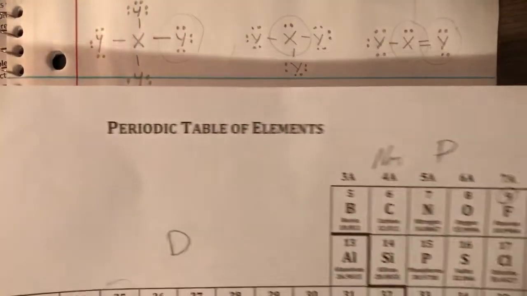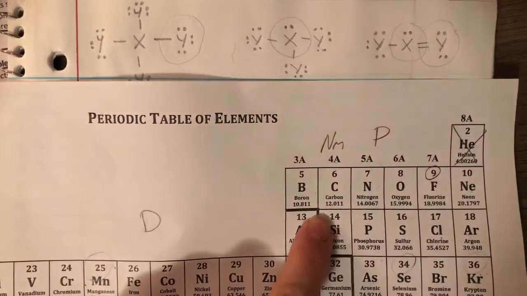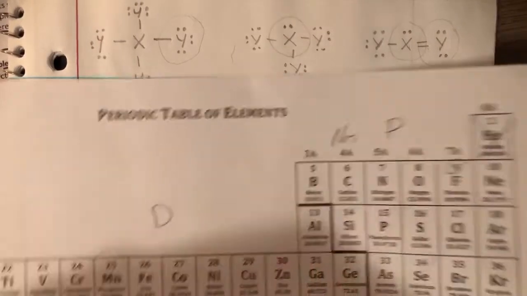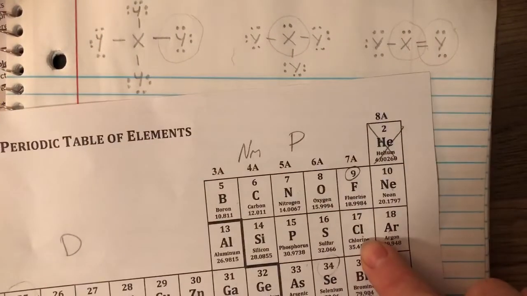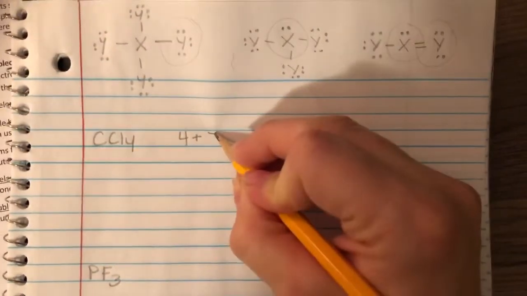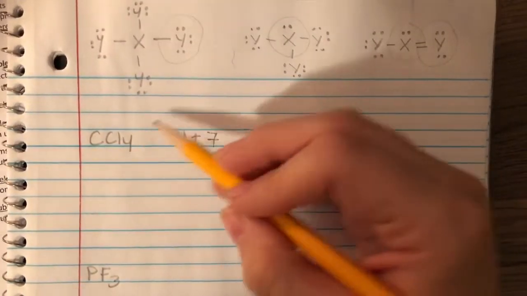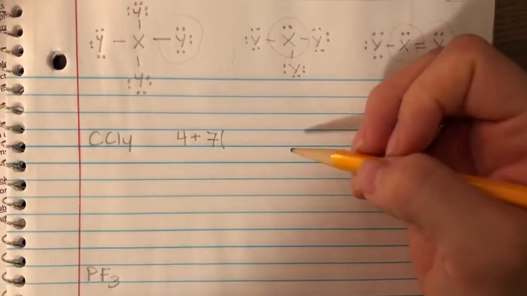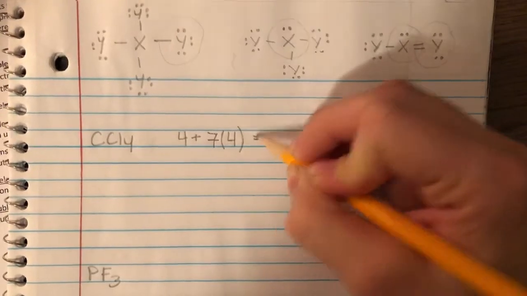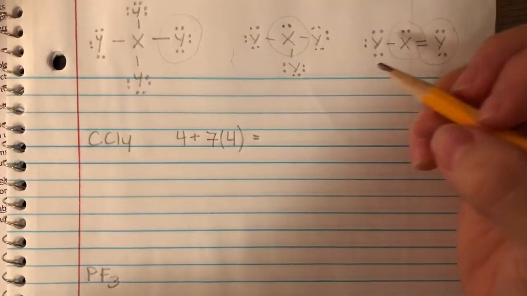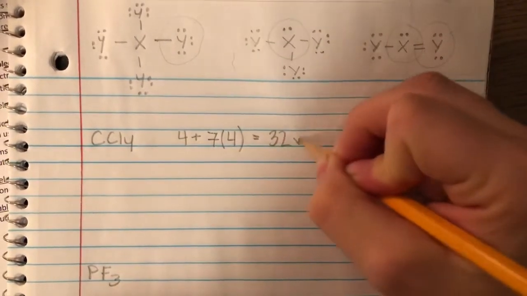So to do that, I look at the periodic table and I see carbon is in column 4A. So before it bonds, carbon has 4 valence electrons. Chlorine is in column 7A. So chlorine brings along with it 7 valence electrons. However, we have 4 of them, so that'd be 7 plus 7 plus 7 plus 7, or you could do 7 times 4, plus the 4 from carbon. So that would be 32 valence electrons.